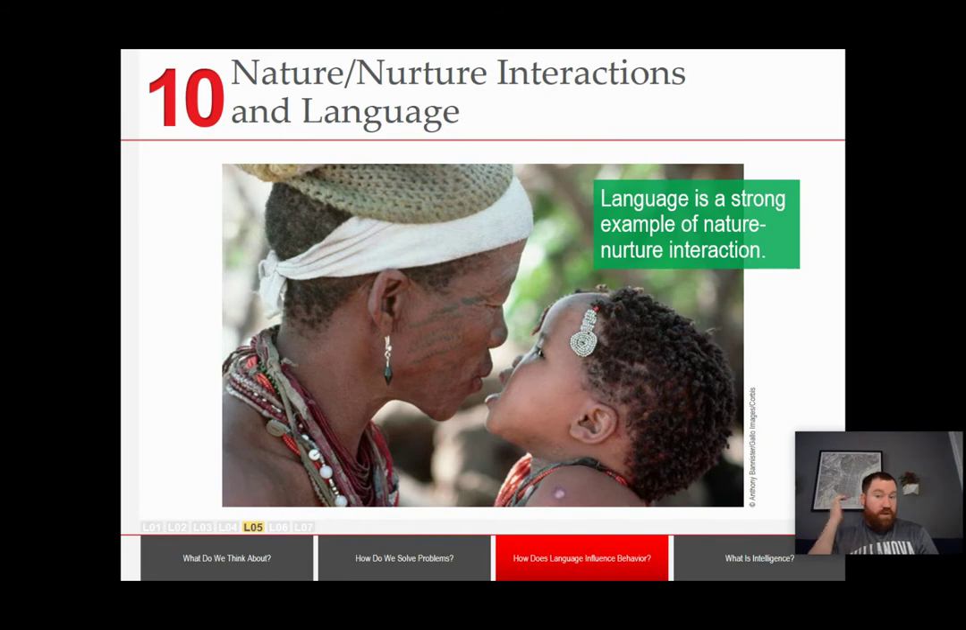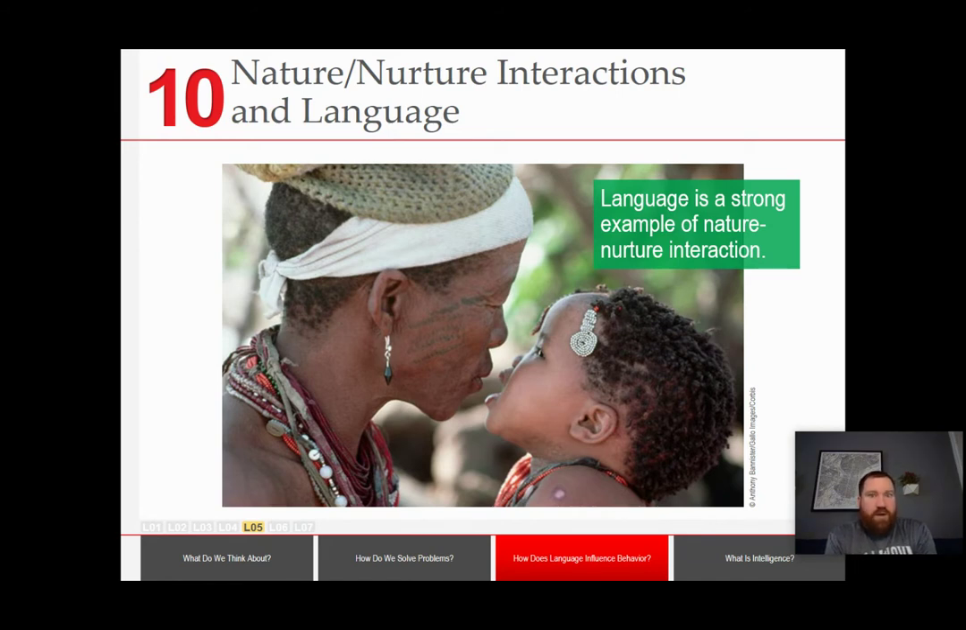But we also know that there's a major nature-nurture interaction here with language. So again, just like everything else, it's not one or the other, it's both. We know that there has to be a capacity for language that we are born with because every human society has a language that follows grammar rules and other things. But we also know that someone born to an English speaking family does not suddenly start speaking Swahili or Mandarin or something, right?